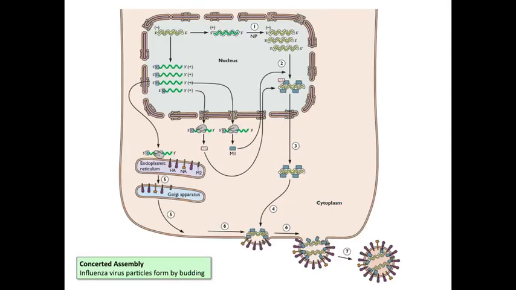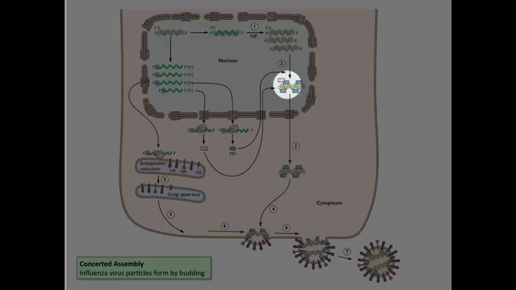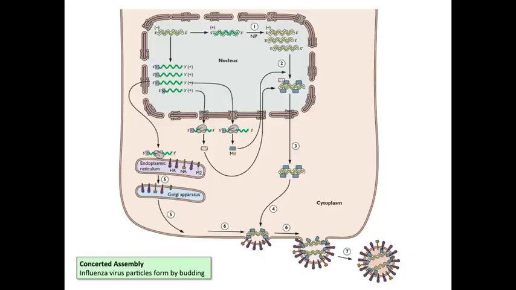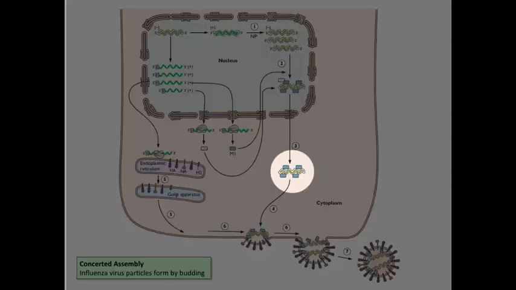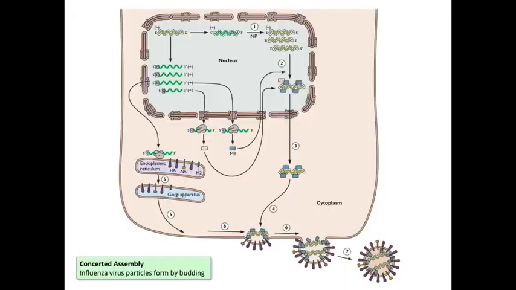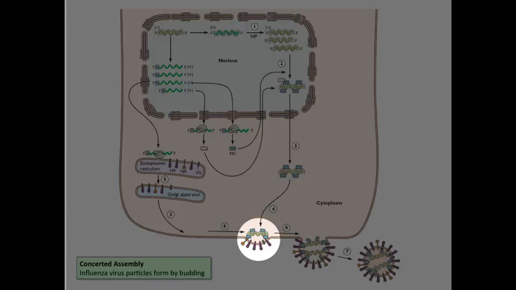So now we have the formation here of a ribonucleoprotein. It's an RNA coated with 4 different kinds of viral proteins. That gets shipped out of the nucleus. It has an export signal, so it's recognized for export. It makes its way to the plasma membrane.